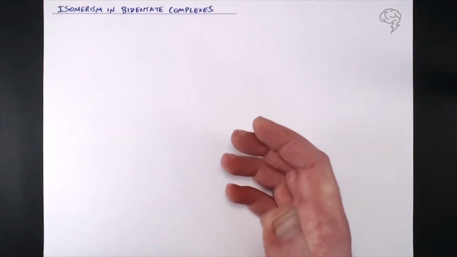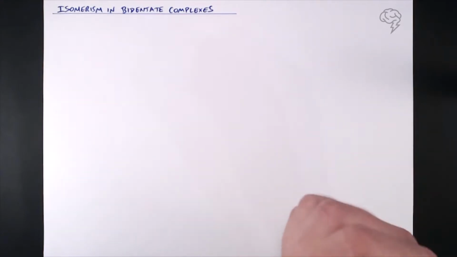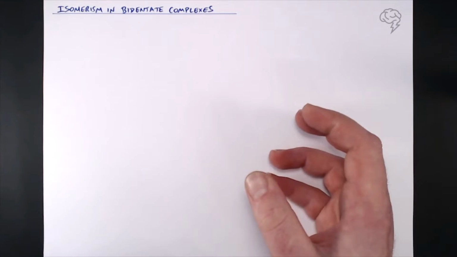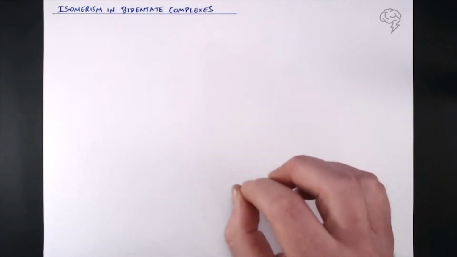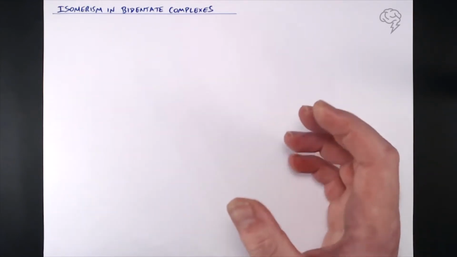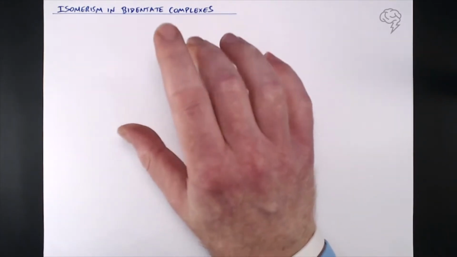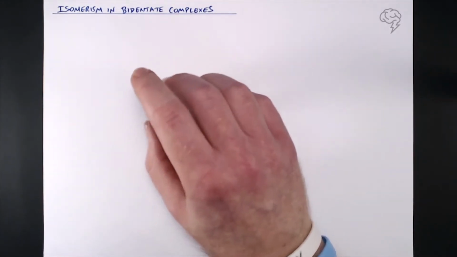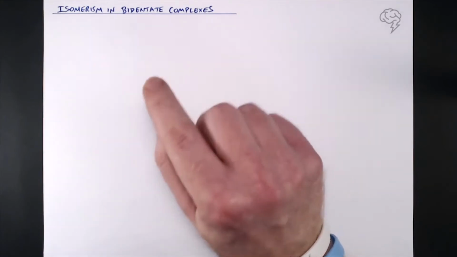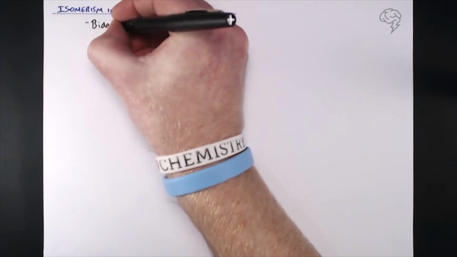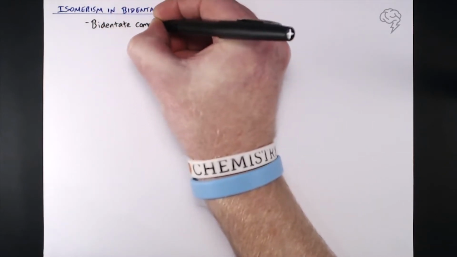Now, if there wasn't already enough information for you to download into your grey matter on transition metal complexes, we do need to look at two different types of isomerism when it comes to these complexes. The first is bidentate complexes. Now, specifically these show a very specific type of isomerism that you have come across before. These bidentate complexes can show optical isomerism.